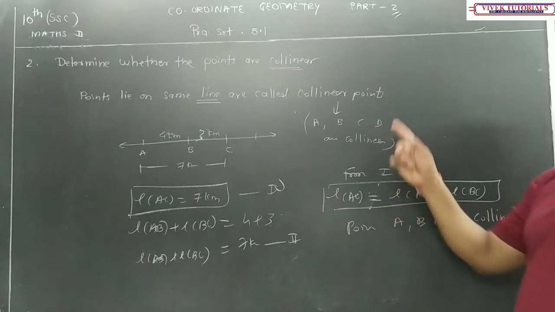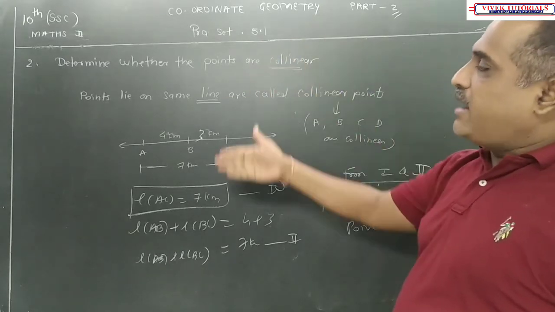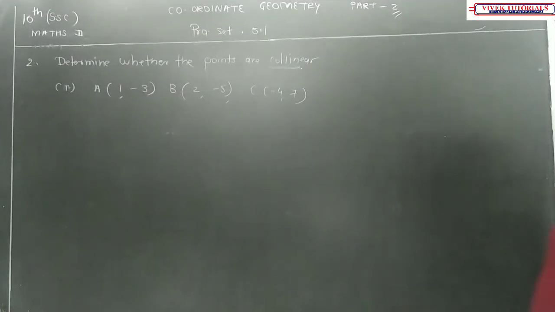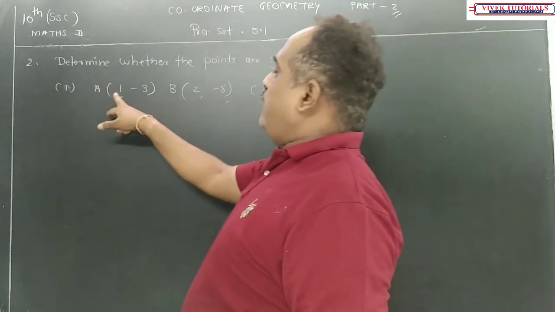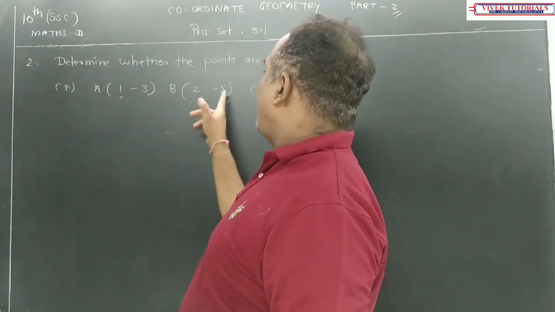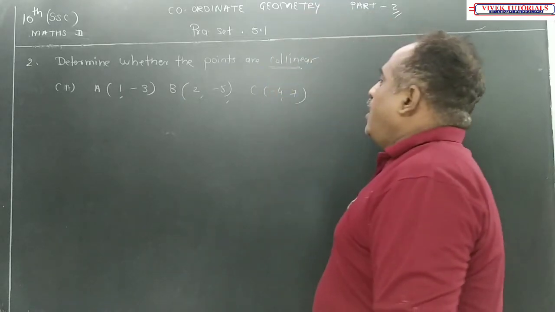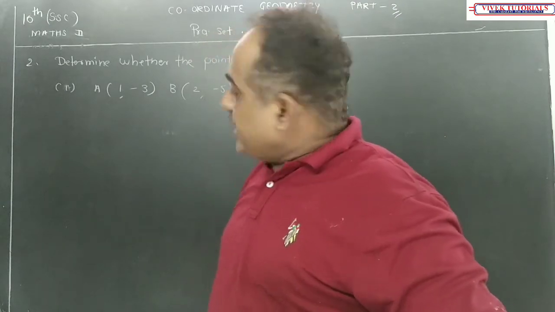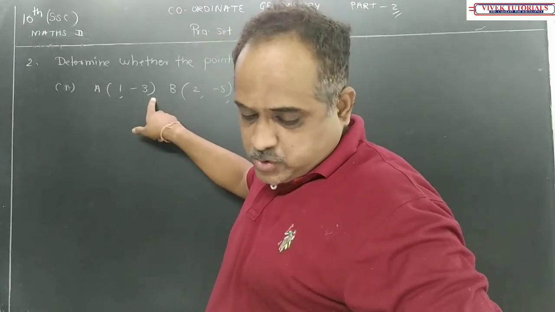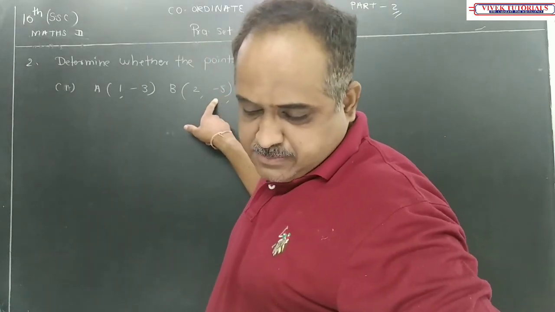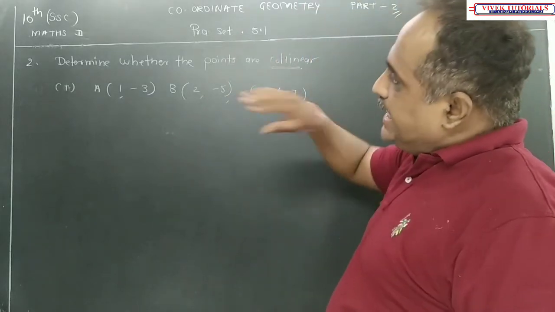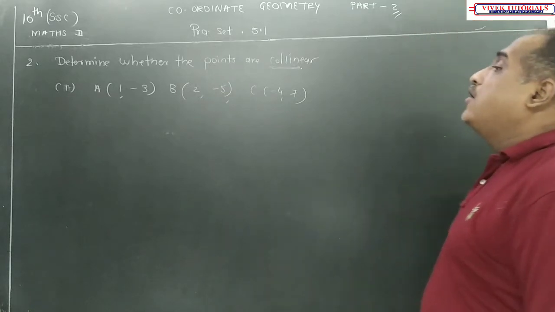What do you mean by collinear points? The points which lie on the same line are called collinear points, and then you study in this way. If you want, you can copy it. Now, the first question: they have given 3 points, A is 1 comma minus 3, B is 2 comma minus 5, and C is minus 4 comma 7. We have to determine whether these 3 points are collinear or not.